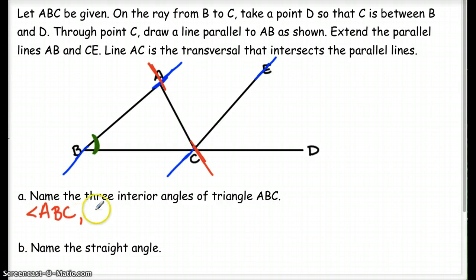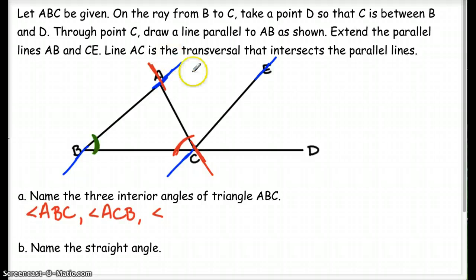So that's one. The second one would be this one right here. I just got to make sure my C is in the middle. So A, C, B. Or if you wanted to call that BCA, it would be the exact same thing.